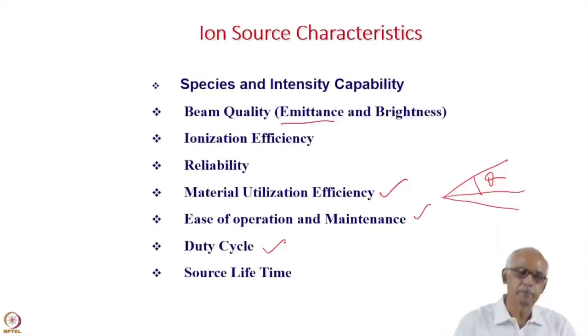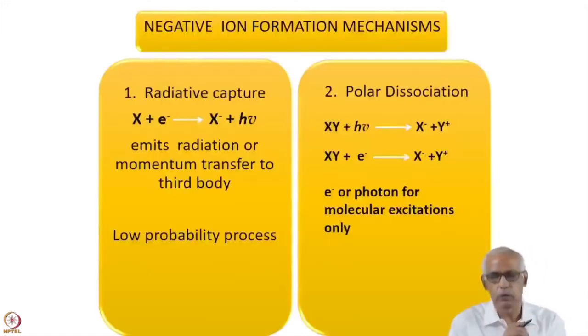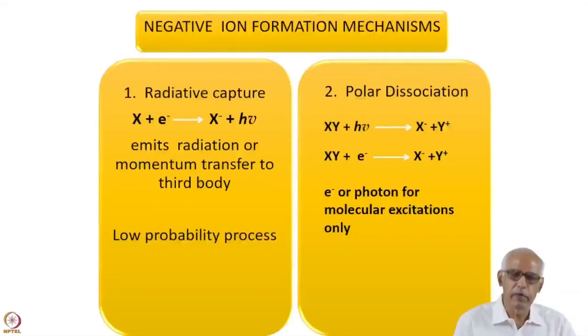Duty cycle: whether a particular ion source we can run for 100% of the time, with a duty cycle of 100%, or it has to be pulsed. That also is one of the characteristics. And also the source lifetime. So these are some of the characteristics which define whether the ion source is good or improvement is required.